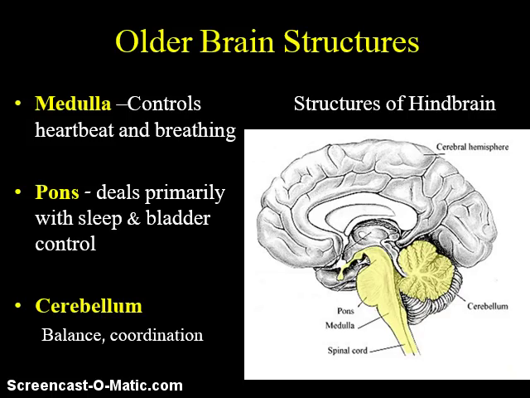It's keeping you alive. Whereas the pons, just above that, has a primary function of helping us with sleep. It's going to release a neurotransmitter that's going to put us to sleep. It also helps with other things like bladder control.